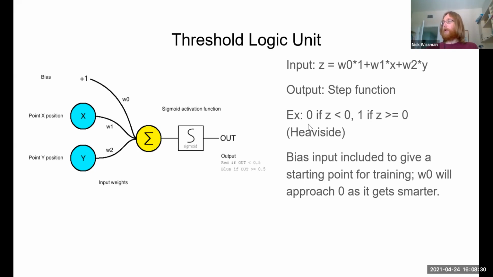So an example here is the very common Heaviside function, where if the sum total of the inputs is less than 0, it's going to output 0. And if it's greater than or equal to 0, it's going to output 1. So that's pretty much, in my experience, the most common type. And it's also a very simple and easy to understand type. So basically, you look at all the inputs, and if they're greater than 0 total, then it's going to output 1. And if they're less than 0, it's going to output 0.